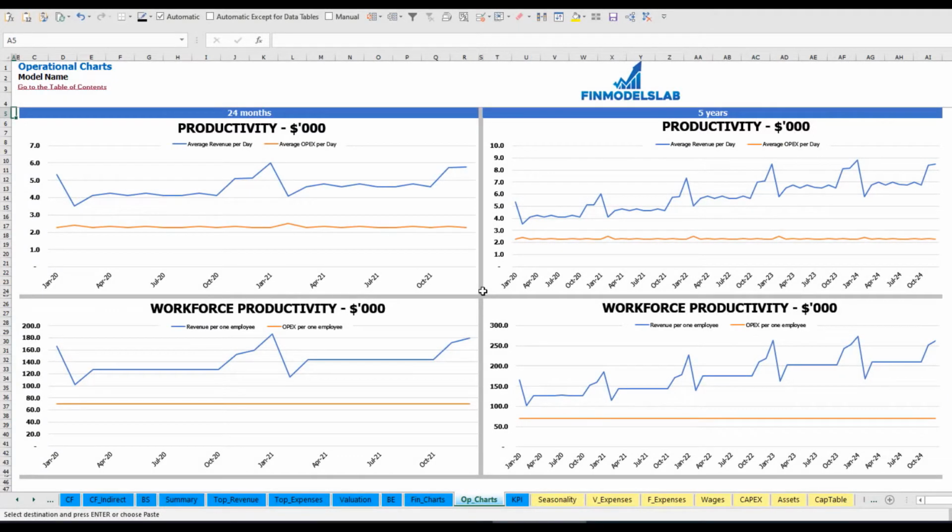On the operational charts you may see productivity KPIs on the top, which is average revenue per day and average OPEX per day, and workforce productivity KPIs, which is revenue per employee and OPEX per employee, also by months for the 2 years and for the 5 years.